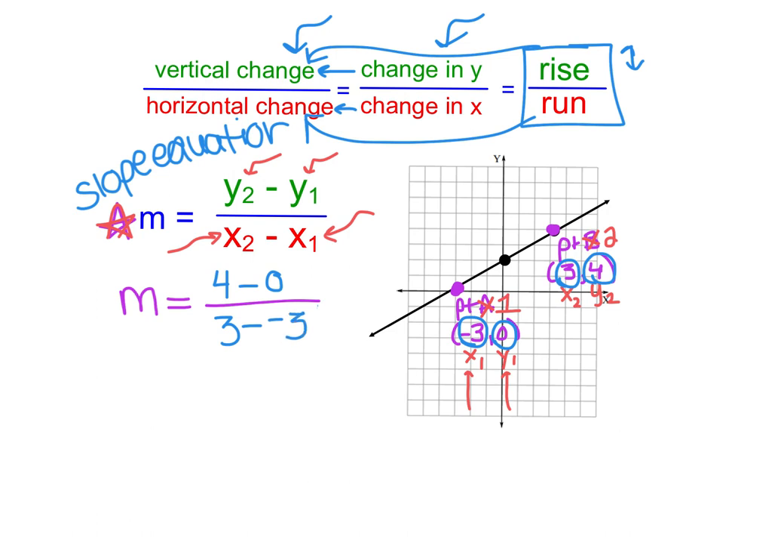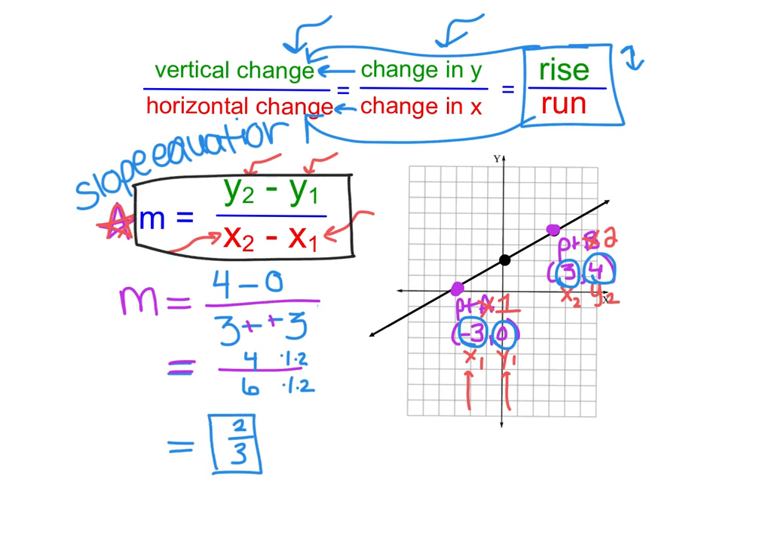And then what I need to do from here is simplify the numerator and simplify the denominator. So I can see that 4 minus 0 is simply 4. And then I can also see that in the denominator I have a keep, change, so that really becomes 3 plus 3, so my denominator becomes 6. And then from here, I note that both of these are divisible by 2, so this fraction would simplify to be 2/3.